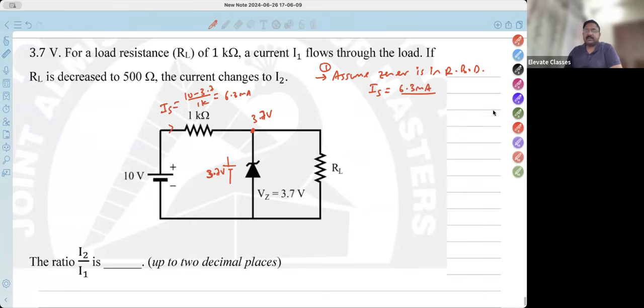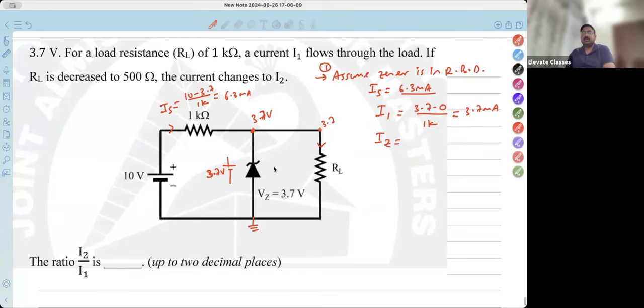Now this was 3.7, so this is also 3.7, right? These two are the same thing. This is one node. This is 3.7, so this is also 3.7, and this is ground. Obviously this is grounded. So what is the current here? What is the current flowing through the load resistance? See, when RL is 1K, the load current is called I1. So I'm writing I1. I1 is equal to (3.7 minus 0) upon 1K. How much will this be? 3.7 milliamps.